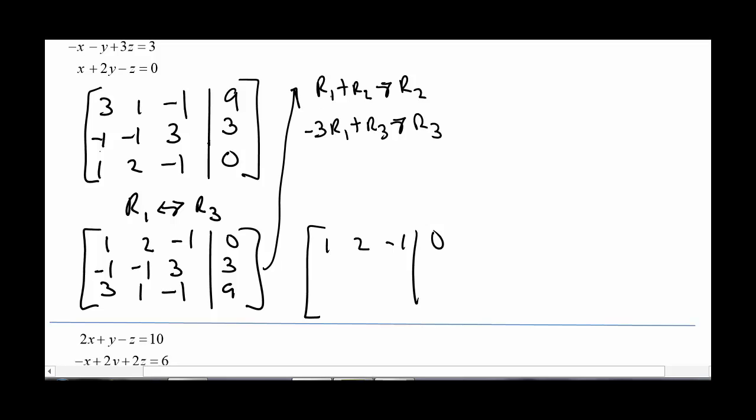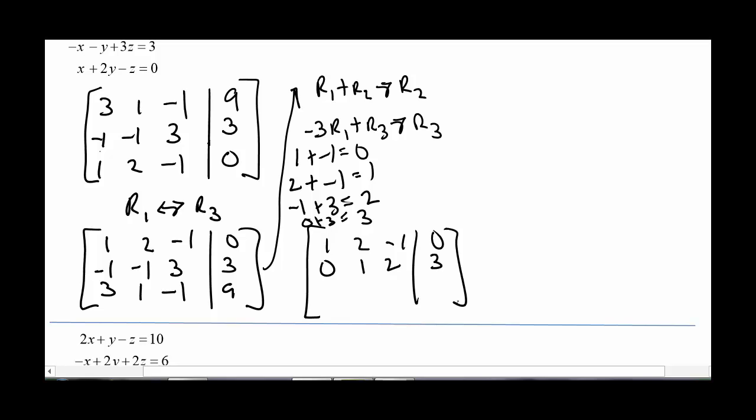Row 1 plus row 2. So that would be 1 plus negative 1, which is 0. So I got a 0 there, which is good. That's kind of why I made that decision. But then I have to go through and add all the other row 1s and row 2s. So 2 plus negative 1, which is 1. Negative 1 plus 3, which is 2. And then I have 0 plus 3, which is 3. Okay, so that wasn't too bad. And that takes care of row 2.